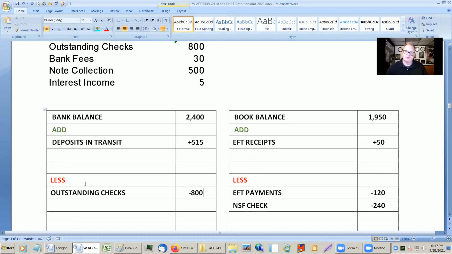Bank fees. Do you write a check for bank fees? No. Nope. You do not write a check. They just take it out of your account. There's no writing a check. So you're not going to have a check in your system for that. So which side do we have to adjust? Your side, the books. Right. You're probably not going to know about the bank fees, what the total is anyways, until you get the bank statement.